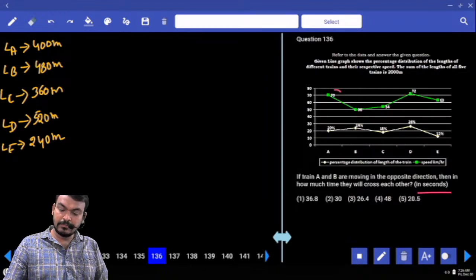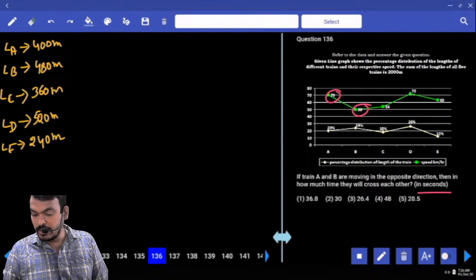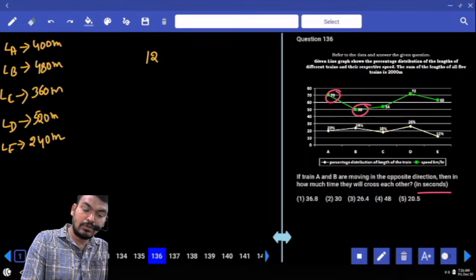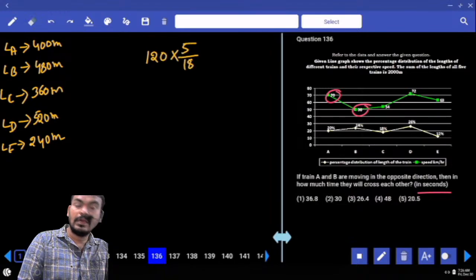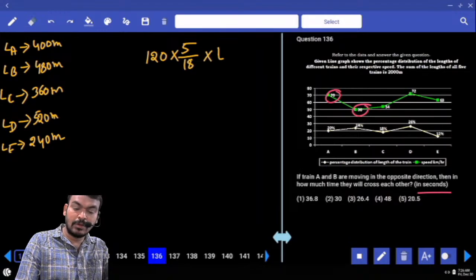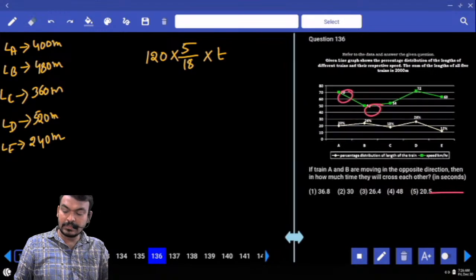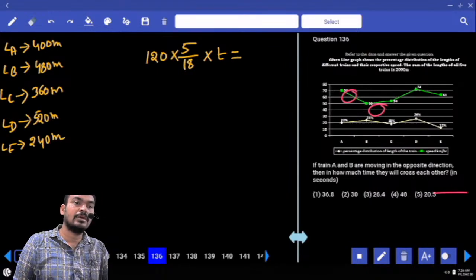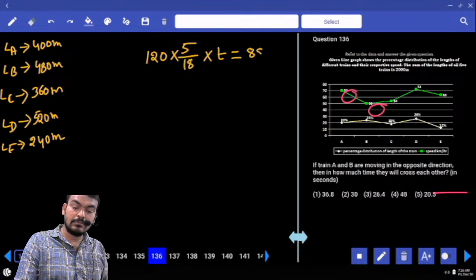What is A's speed? 70. B's speed 50. 70 plus 50 is 120. The speed value 120 is converted to meter per second by multiplying by 5 by 18, into time. Speed into time gives the distance. The distance equals the length of the first train plus the length of the second train. 400 plus 480 is 880. Yes or no? The zeros cancel.